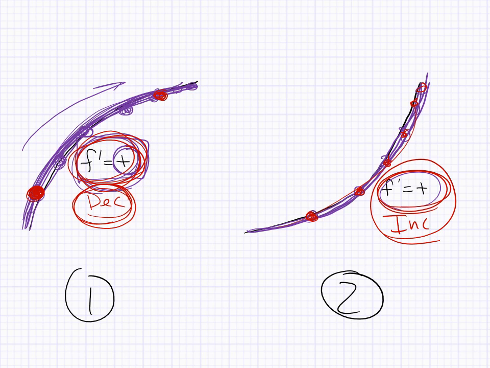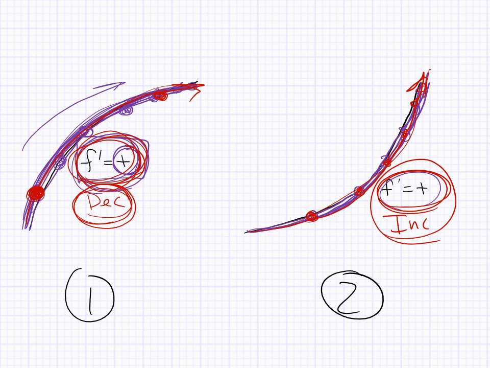So from an application standpoint, again, which one of the two would you rather have your profit function behave like? I think everybody would prefer their profit function to increase, but how would you like it to increase? Would you like it to increase this way, or this way? So getting even more detail about a function, whether it's increasing or decreasing, and how it is increasing or decreasing, is important.